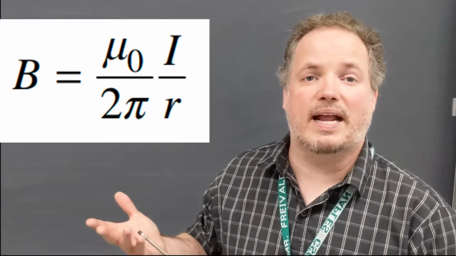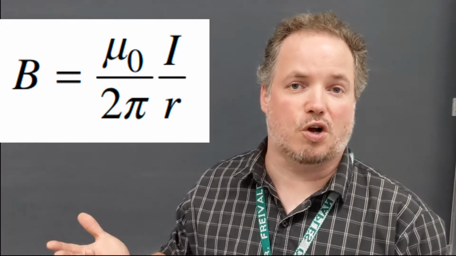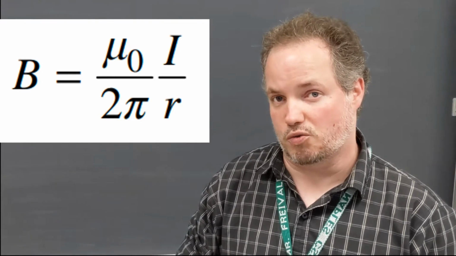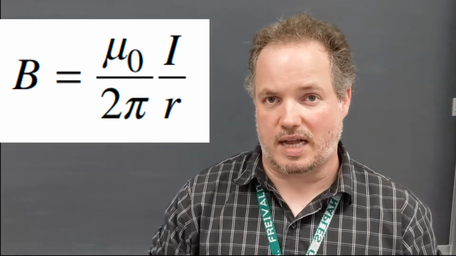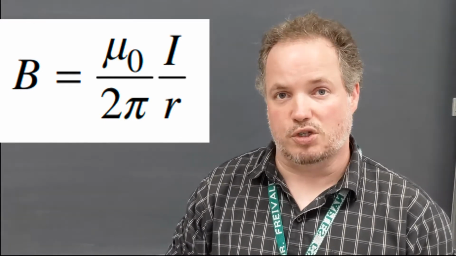And through a very long, tedious process of measuring how much the compass needles would deflect based on how far away they are, André-Marie Ampère discovered this relationship: the magnetic field is proportional to the current and inversely proportional to the radius, multiplied by this constant, which is mu naught over 2 pi.